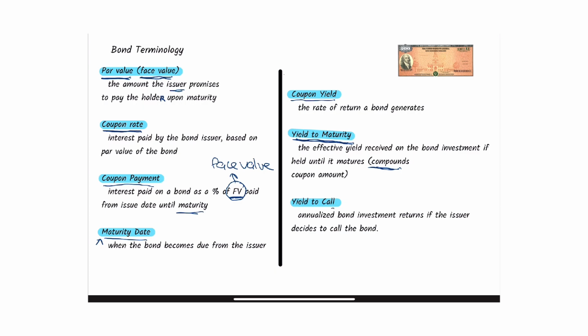And then we have bonds that can be called early. Sometimes there will be a 10-year bond, but it can be called in 7 years. So in that case, we would find out what the yield is if the issuer decides to call the bond early. And that would be a different yield, right? That's a different annual rate, or the rate that is being earned on the bond.